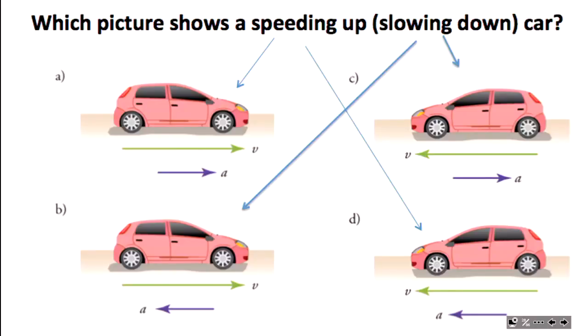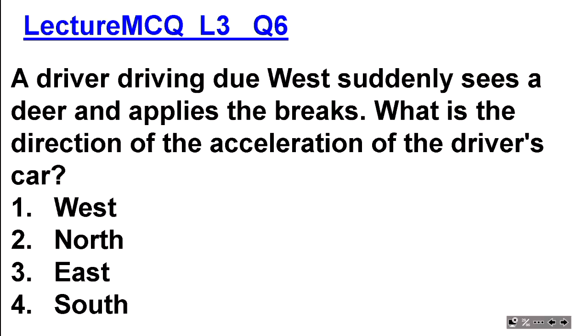Here, let's say picture C. This car, speeding up or slowing down? Slowing down because acceleration and velocity are opposite. What about B? Slowing down. A, speeding up. D, speeding up. In A and D, the car speeds up, but in case A, it speeds up and travels to the right. In this situation, it speeds up and travels to the left, but faster and faster. Please take a minute.